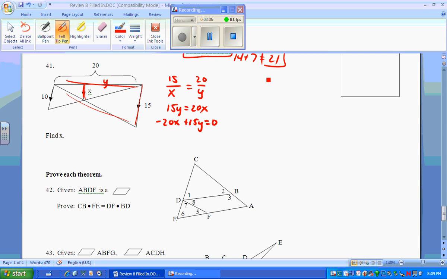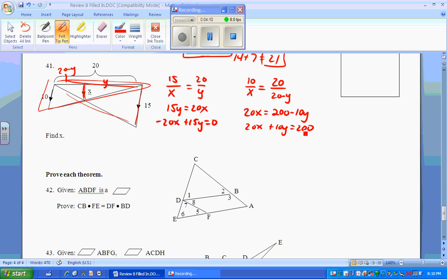The other one I would set up is looking at this triangle to this one now. So the 10 is going to match with x this time, and you want the whole thing, which is 20, minus this piece here, which is 20 minus y for the piece. Cross multiply, 20x is equal to 200 minus 10y. And when you get that over, you get 20x plus 10y equals 200. There's your system. Put them together.